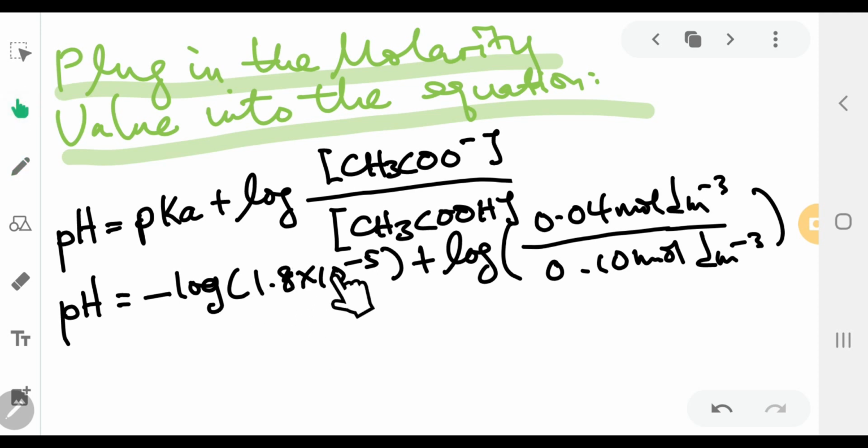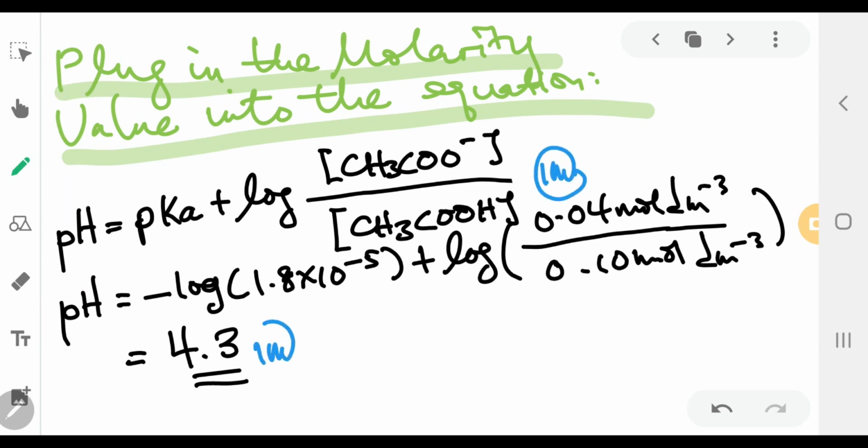By putting all the values inside, you just punch a calculator and you should get a value like this. By using this formula, you get 1 mark. By getting the right answer, you get another 1 mark. So this is how you find the pH of a buffer solution by using the Henderson-Hasselbalch equation.